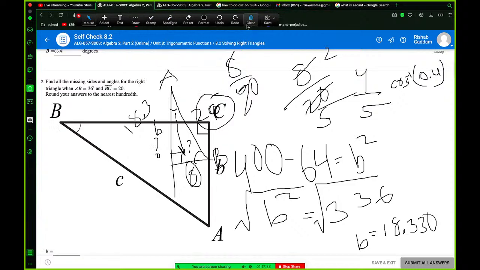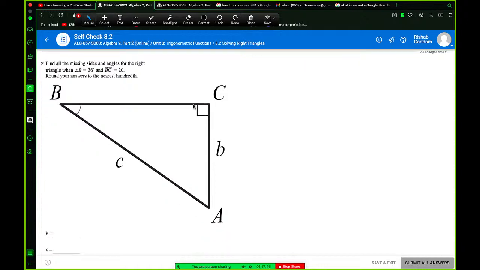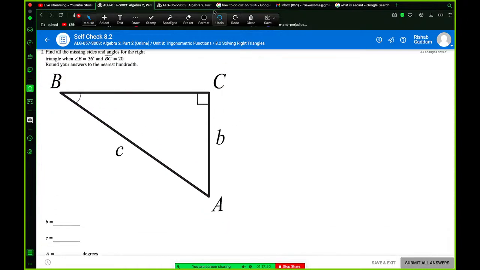Okay, so do you want to also do this one? Yeah, sure. Find all the missing sides and angles for the right triangle when angle B is 36 degrees and BC is 20. Could you mark those, the angle B and BC? Yeah, I was just about to. This is 36, and then BC is 20, and that's all they give you. And round your answers to the nearest hundredth.